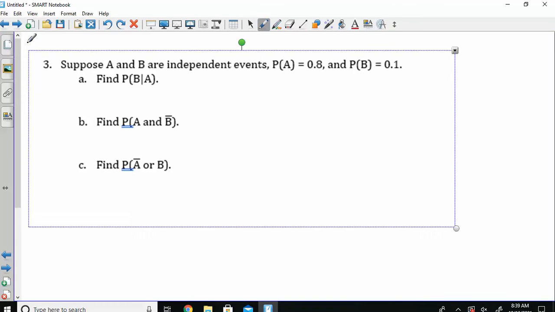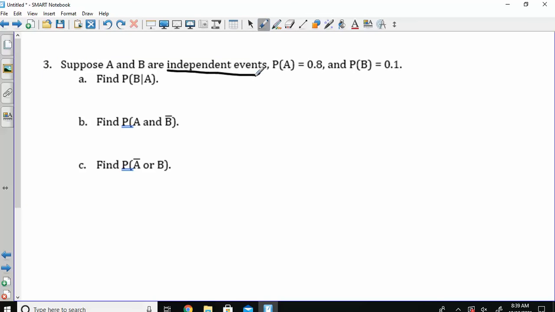Number 2. Do we need to go through this one? Okay. We'll come back to it if we have time. What about 3? Can we just go over it?